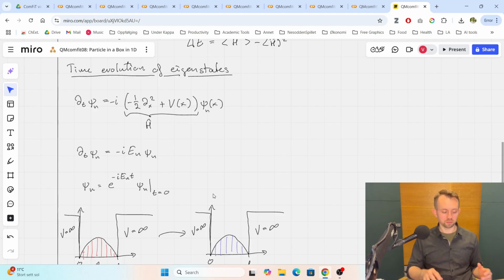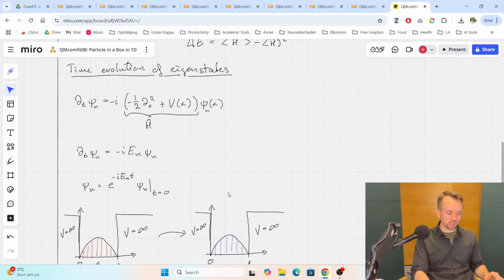And this equation here is actually very easy to solve using just normal methods. We're not going to do it here. You can look it up. But essentially, the solution to this equation is that psi n just evolves according to the initial wave function at t equals 0 multiplied by this factor e to the minus i En t.